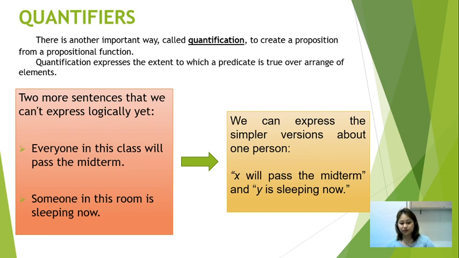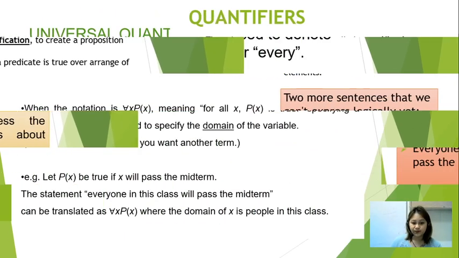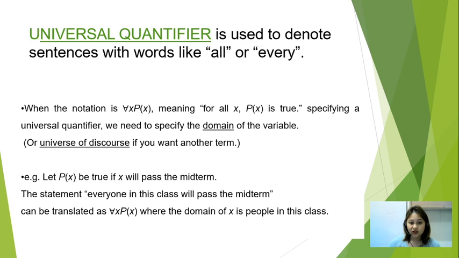Okay? So, we have two types of quantifier. The first one is the universal quantifier, and it is defined as used to denote sentences with words like all or every. So just like in the first statement a while ago, everyone in this class will pass the midterm. So you use the word every.